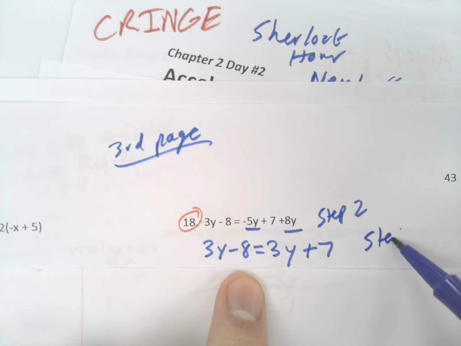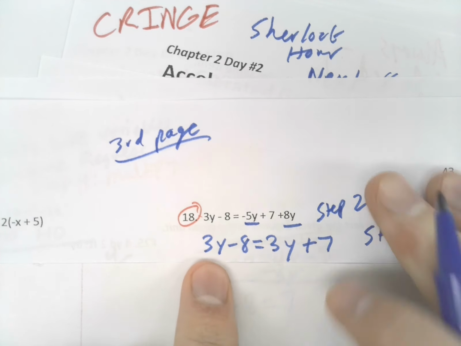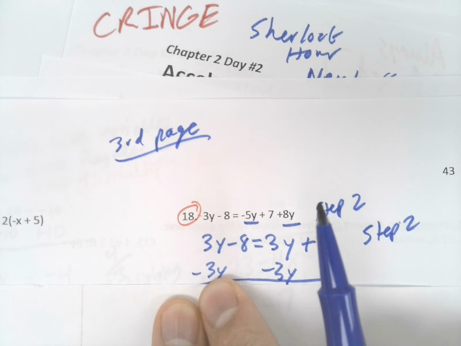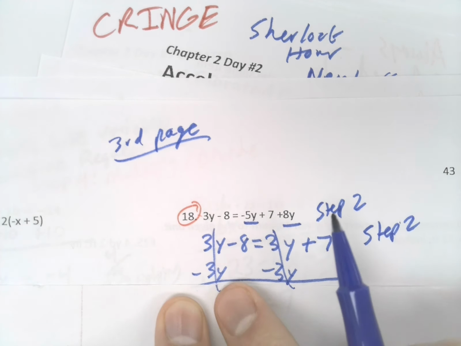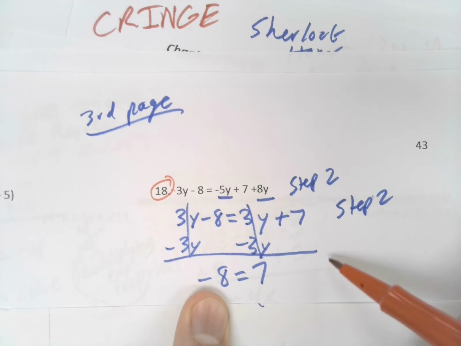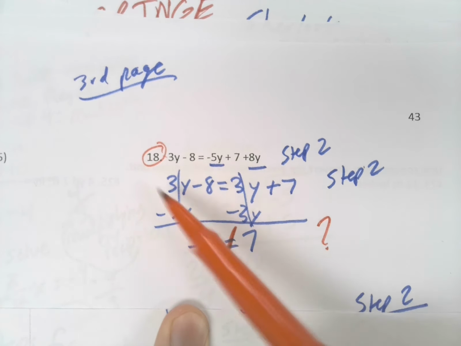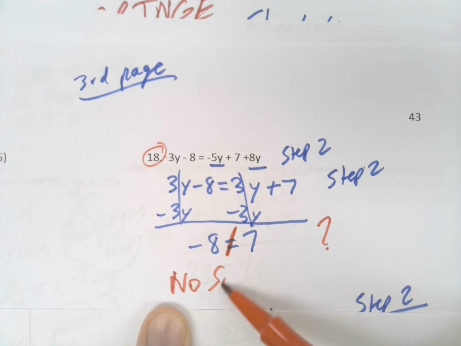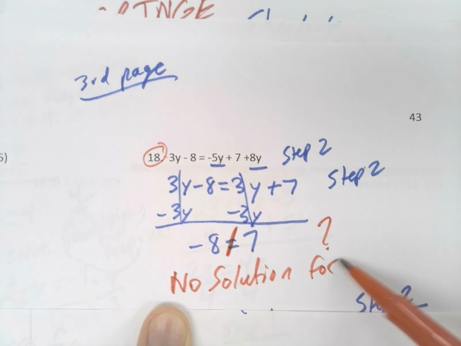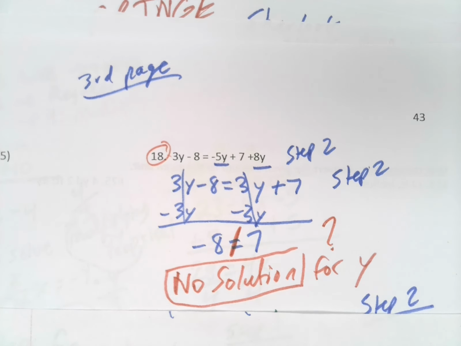But let's do step 2 one more time, because we have 3y and 3y, this time on opposite sides of the equal sign. So I'm going to subtract 3y over. Well, that cancels. And so you've got negative 8 equals 7. What the heck? That's not true. So what could we say here? Is there any solution for y? Nope. There's no solution for y here. So remember, guys, you can get no solution or infinitely many solutions, which we may see tomorrow.